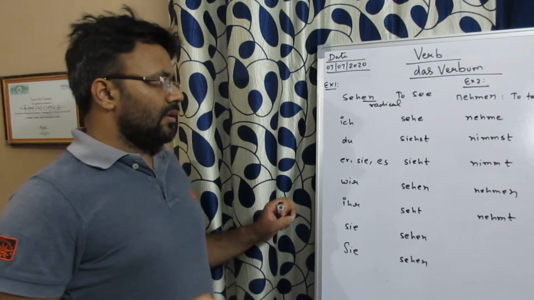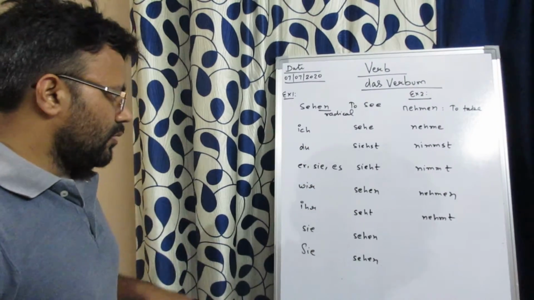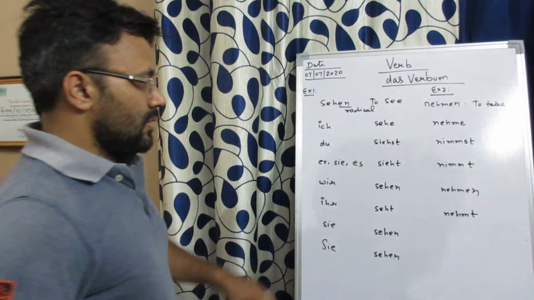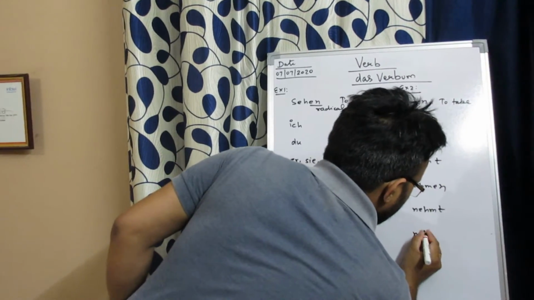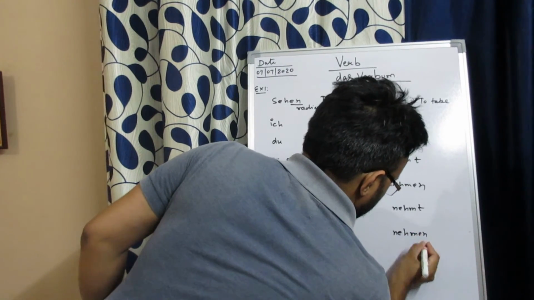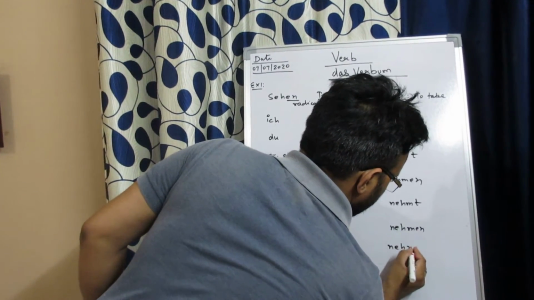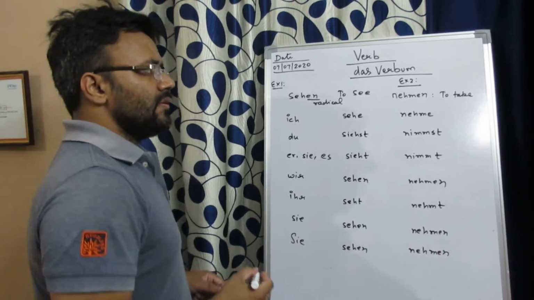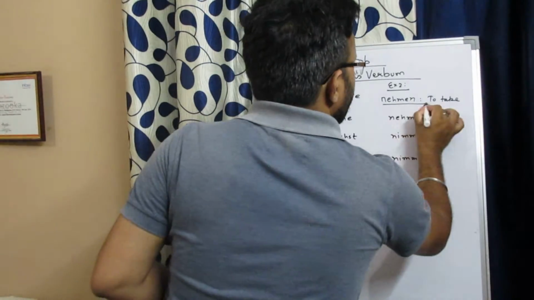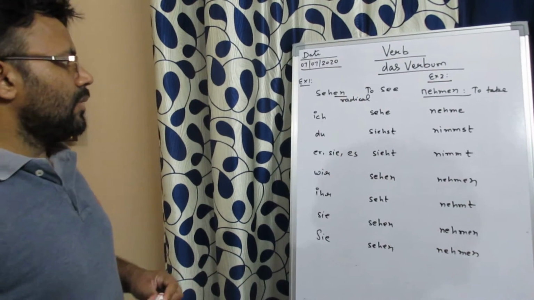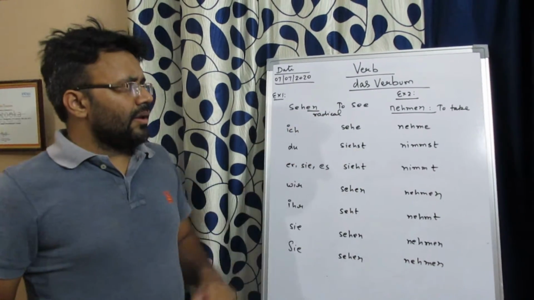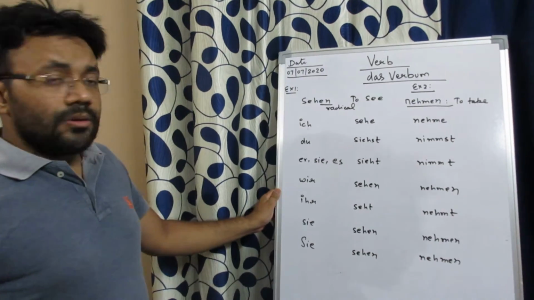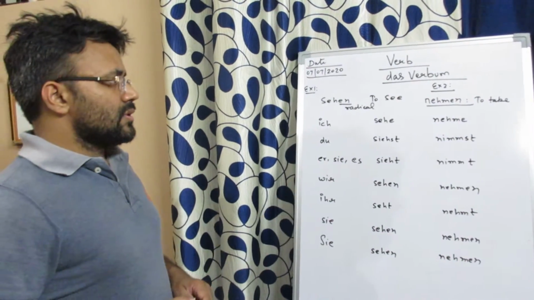It is very important to see what sort of change is happening over here. You have to remember those changes and learn these things. Again, sie nehmen and Sie nehmen. So this is the way we will write it for nehmen, which means to take. Here I have given you two examples, and you have to learn these as well as understand the rules behind this.